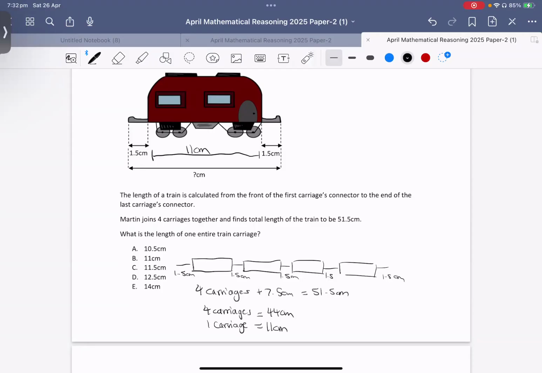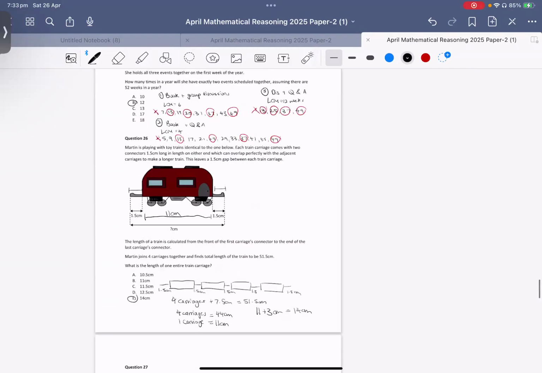So it's asking us what is the length of one entire train carriage, meaning that they want us to just include the connecting parts as well. That would be 11 plus an extra 1.5 plus 1.5, or 3 centimeters, you can think about that, is 14, which is E. Okay, hopefully that makes sense.